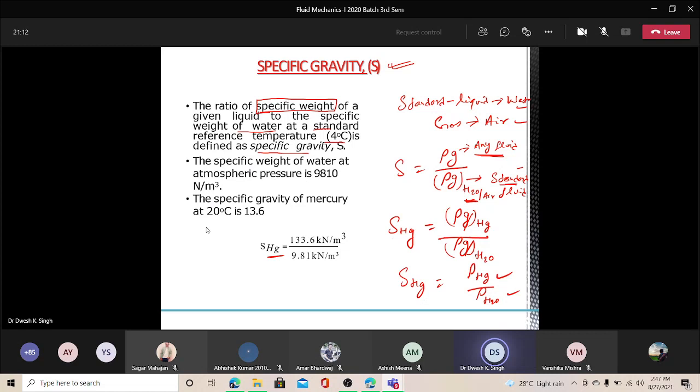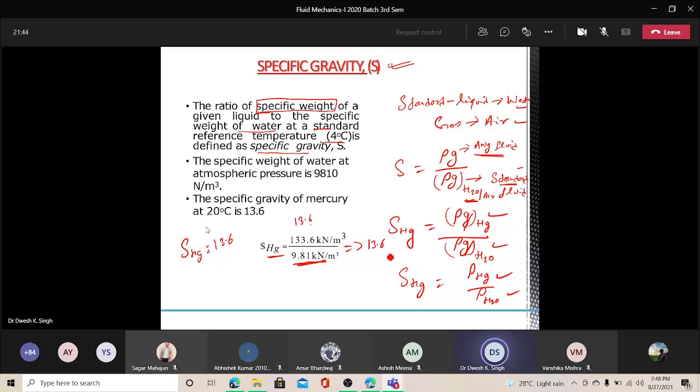Specific gravity is unitless, remember, because it is a ratio of specific weights, so there is no unit of specific gravity. That value generally comes around 13.6, because when you divide by 9.81, it will almost come out like this value, approximately 13.6. So the specific gravity of mercury is 13.6.